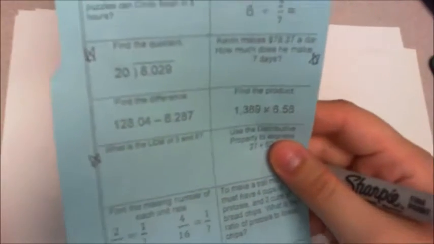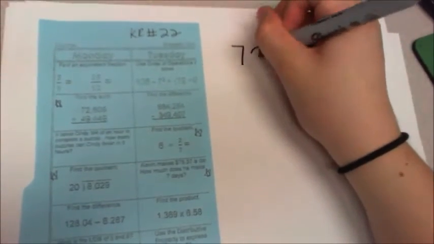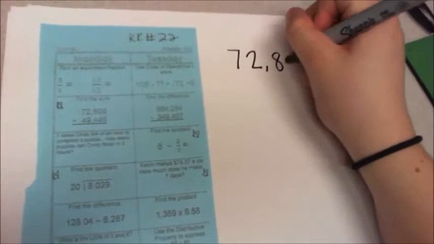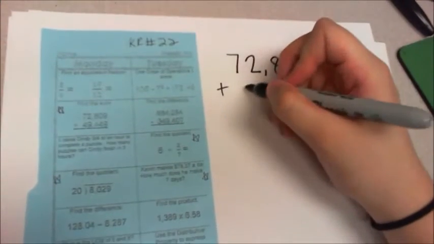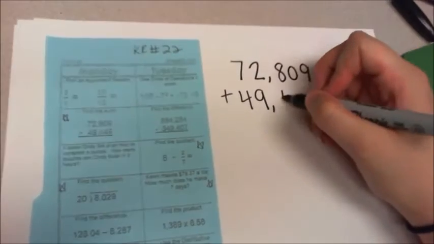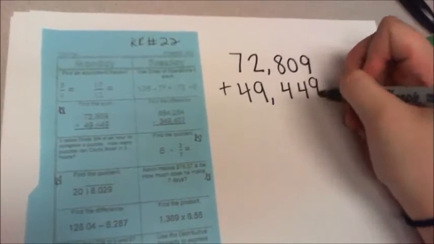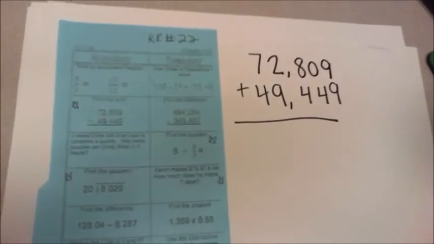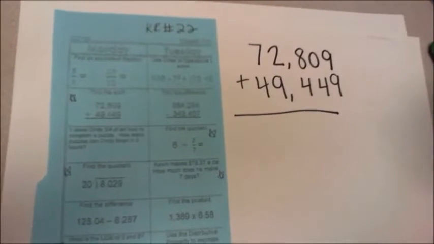The next one on Nightly Review 22 is adding. We have 72,809 plus 49,449. Now adding is easy stuff, so this you should be able to do along with me.